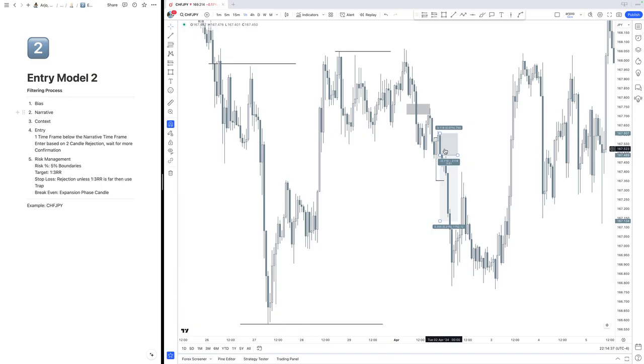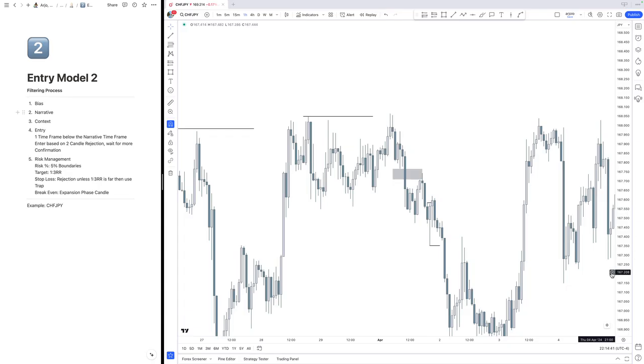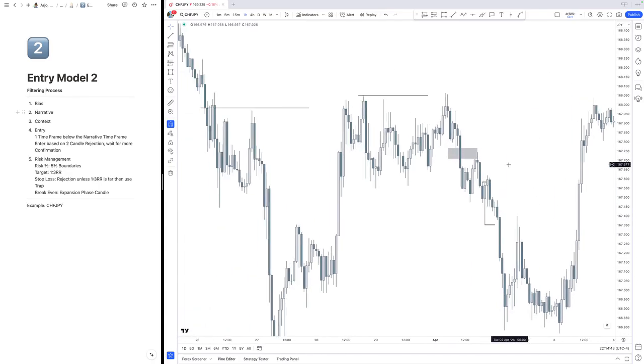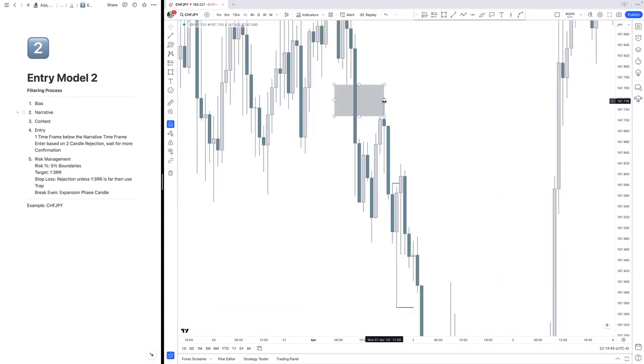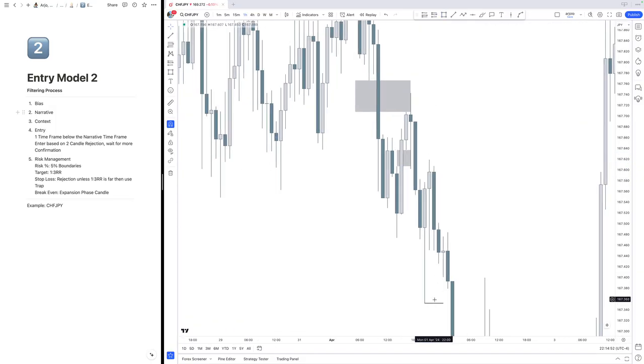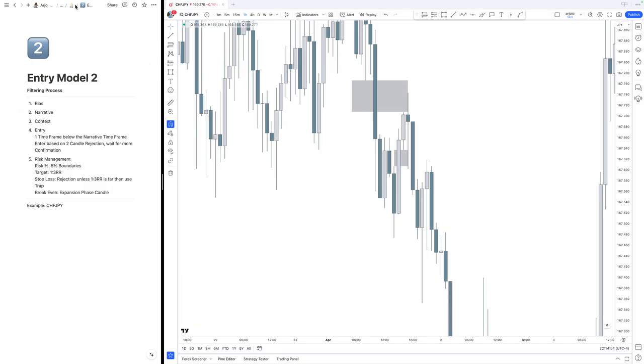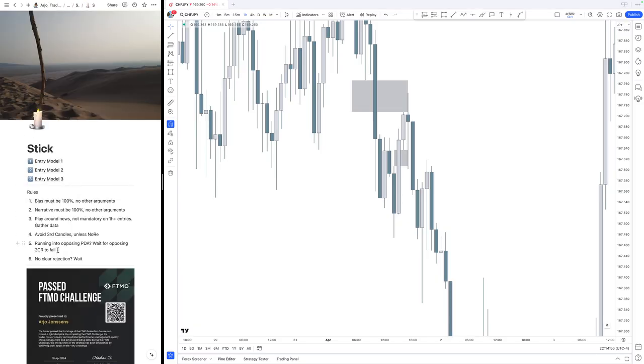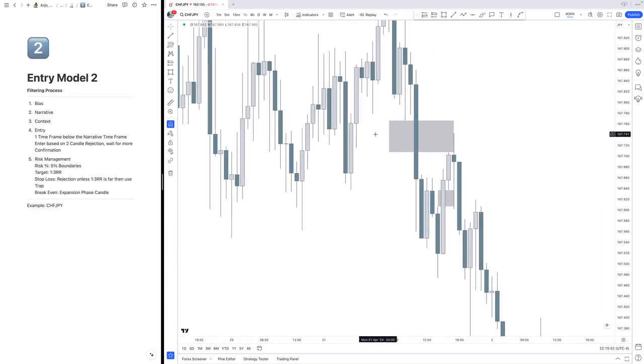Now actually before that, I also took another trade, because right here we came off of this 4 hour fair value gap right there. And off that 4 hour fair value gap, we see this candle rejection. Now this candle rejection right here is coming into a different fair value gap. So again, remember the rule that we had right here. If we go back one, we're running into opposing PD array, wait for 2 candle rejection to fill in that opposing PD array.